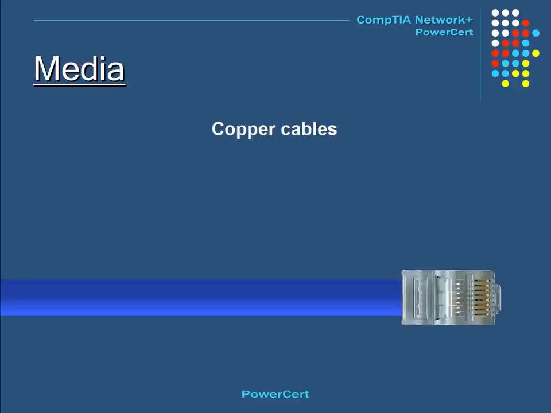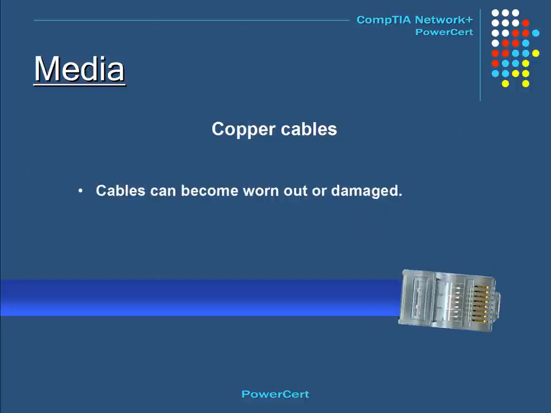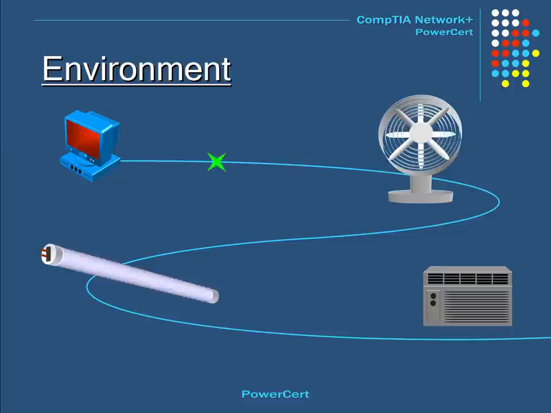And one of those problems is media. In a wired network, this involves copper cables. And over time, cables can be worn out or damaged, and that's when shorts can happen. It's also important to remember to use the right type of cable depending on what kind of network you're using.